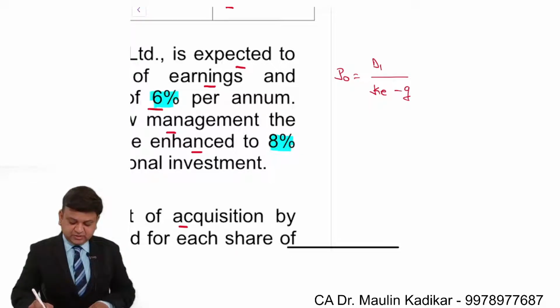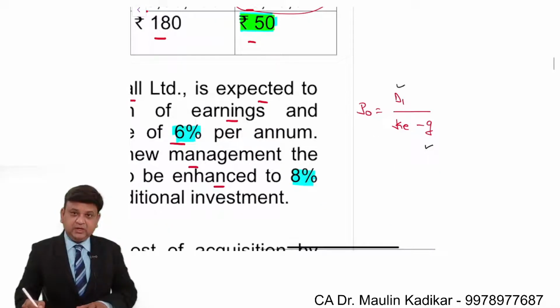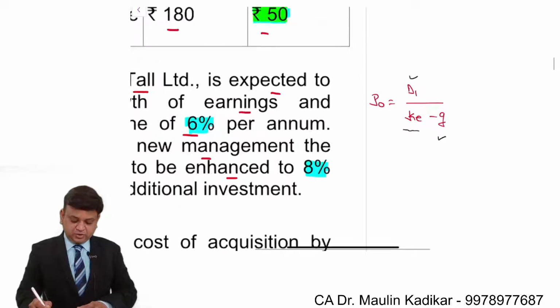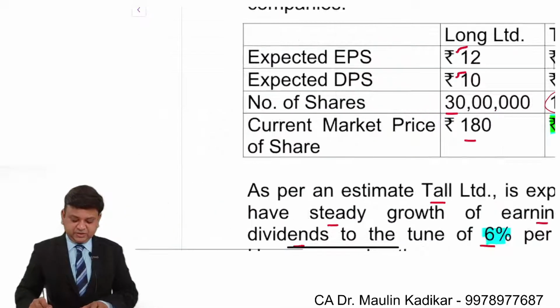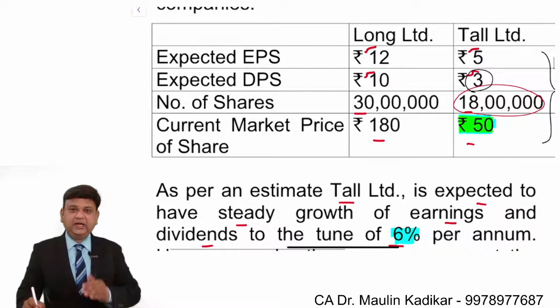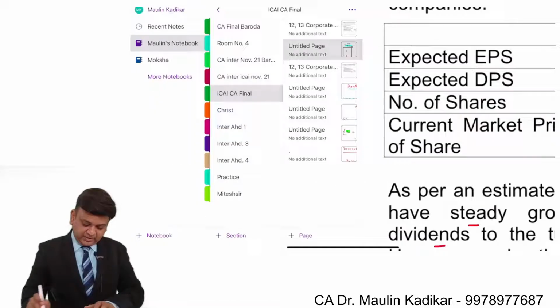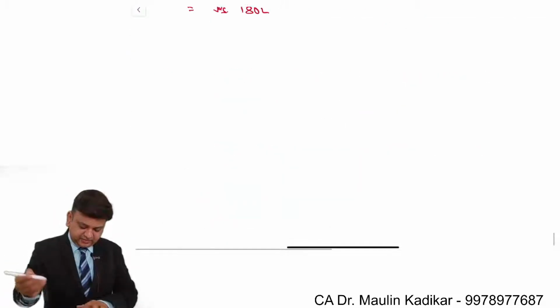We understand that the growth rate is 8%. That is the revised growth rate. Dividend per share is given as rupees 3. The only thing which is required to be found is the cost of equity. So using the present information, first of all we'll calculate the cost of equity and then we'll make the further calculation. So I request all of you to write the answer along with me. Answer for the second part of the question.